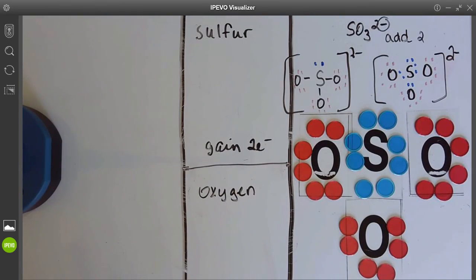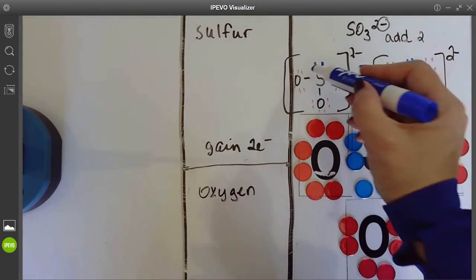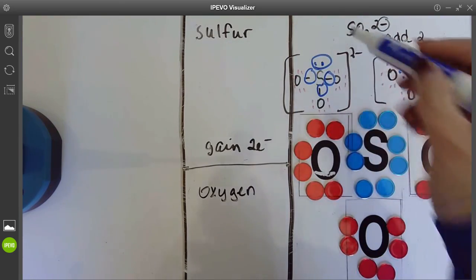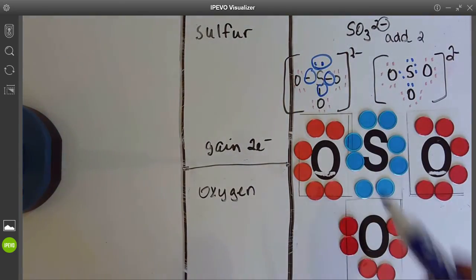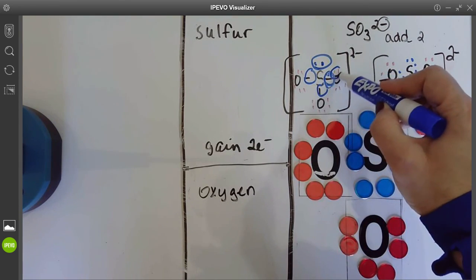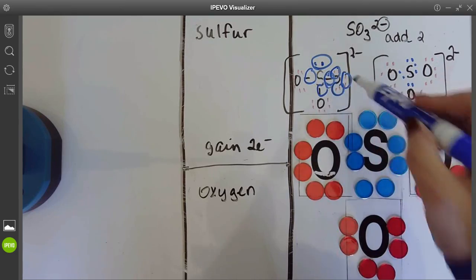Okay. So when I look at these atoms around sulfur, we can see that there are 2, 4, 6, 8. So it obeys the octet rule. And if we look at the oxygens, there's 1 pair in bonding, and then the other 3 are lone pairs to give it a total of 8.